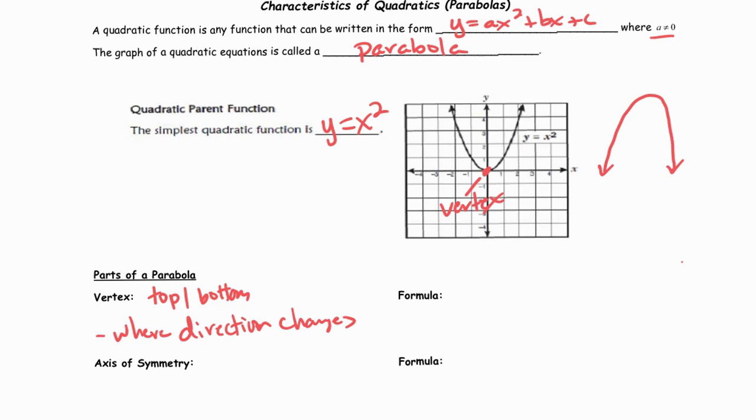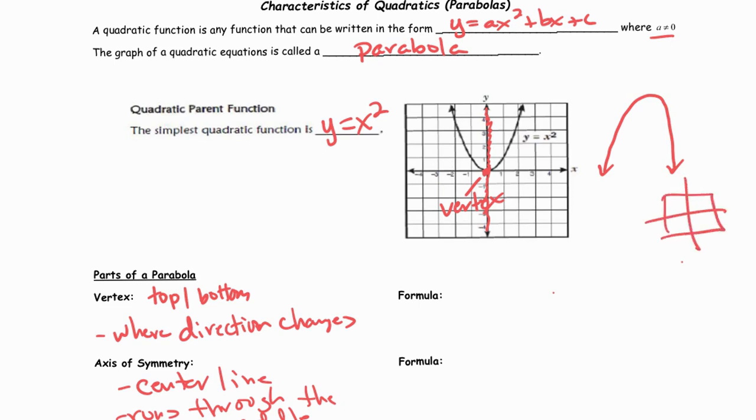And the second term we're going to learn is axis of symmetry. You've probably heard that term symmetry before. The axis of symmetry is this middle line that runs right through the middle. So I've put center line runs through the middle. It's kind of like the mirror line. You've seen it before. We've talked about it in middle school. You talked about axis of symmetry, like a square would have two axes of symmetry. Well, now with a parabola, we have one. It's called the axis of symmetry.